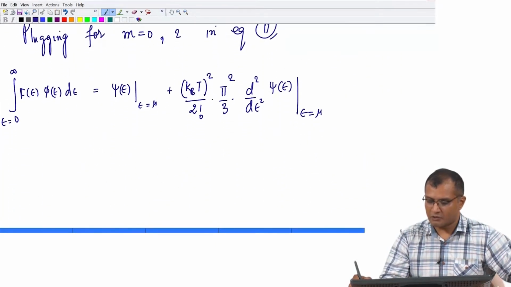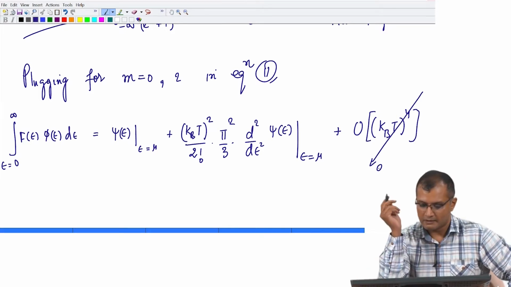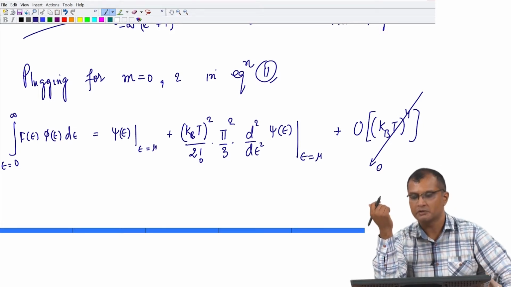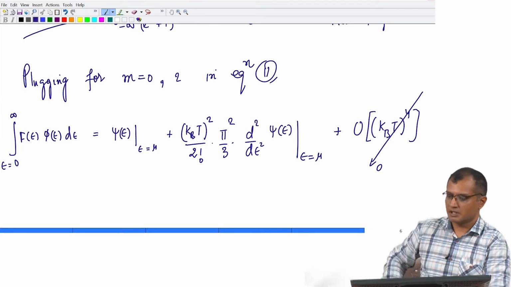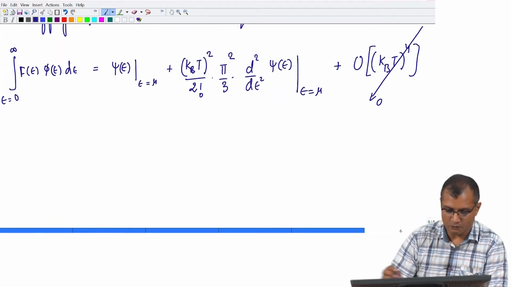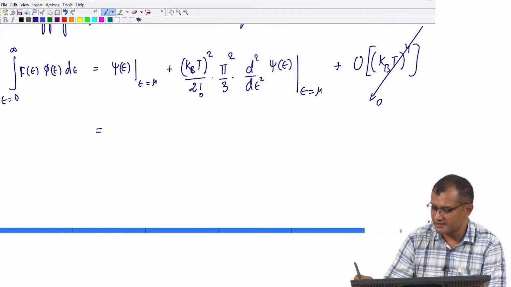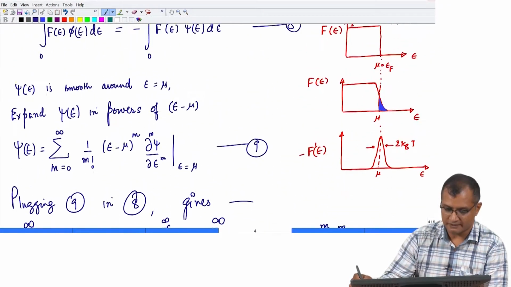And since I have not gone to m equal to 4, I will say that I have dropped terms of the order kBT to the power 4. So, that would have been the prefactor of m equal to 4. We are not going to the 4th order because anyway this is a theory at low temperatures. So, we will stop at the quadratic term in temperature. Now, what is this function psi of epsilon? This is nothing but the way we have defined psi upstairs. Psi is nothing but the integral of function phi.